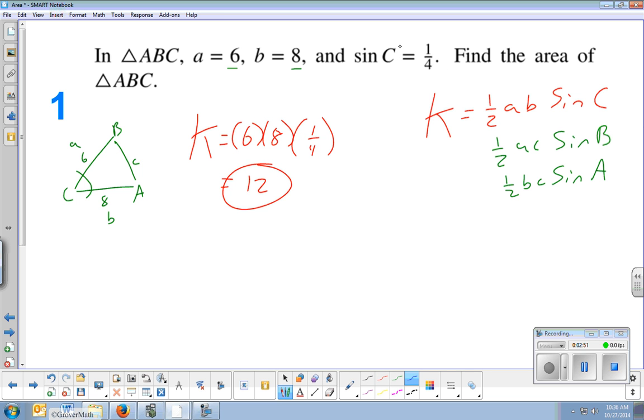One distinction to note here is, notice that they're giving us sine C, not angle C. A lot of times they will go back and forth with this. So if they gave me angle C is 50 degrees, then I would be doing sine 50 here. But because they gave me the ratio of sine, that's just what I plug in. So note that that could be a little bit different.